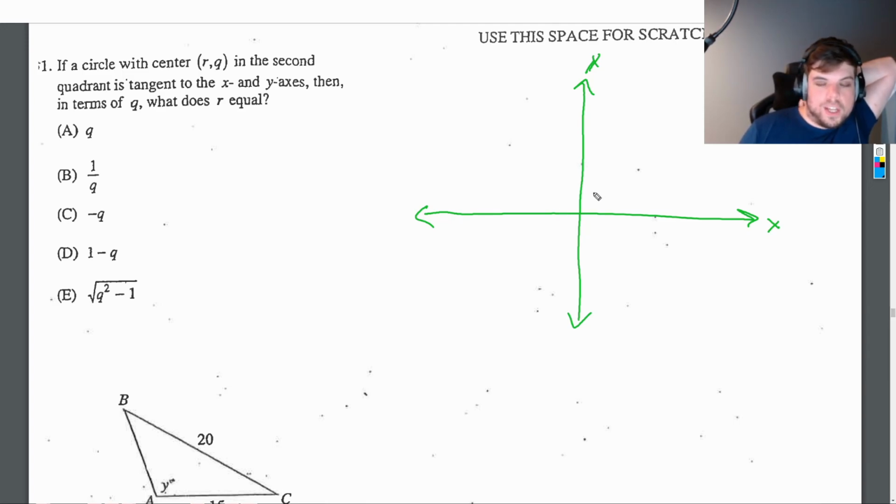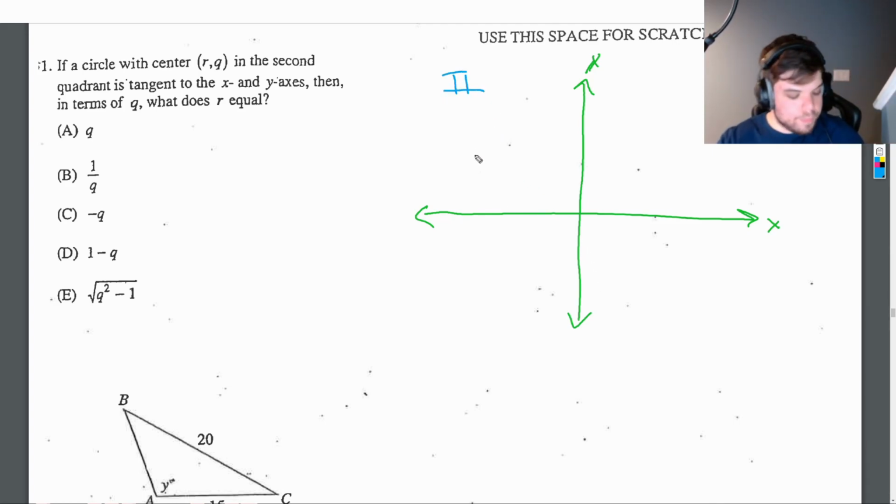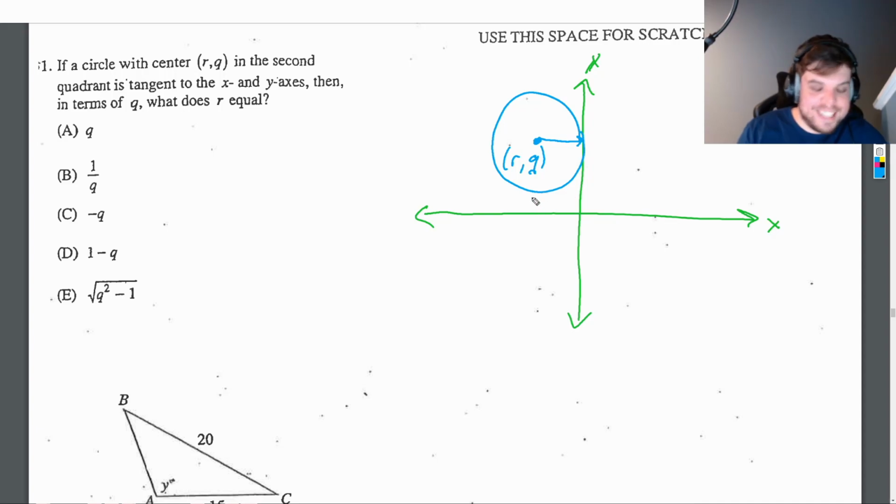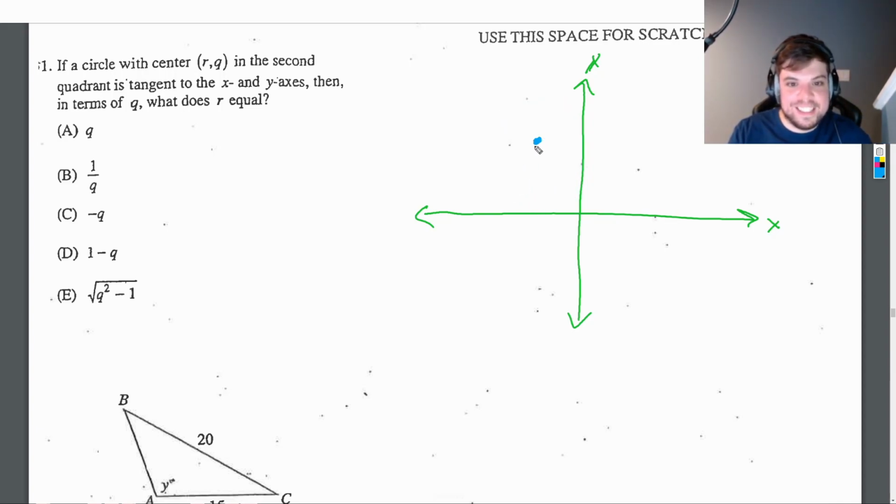The center is in the second quadrant, so the second quadrant is over here. Its center is somewhere like right here. And this is the point (R, Q). The negatives are going to be weird. It is tangent to both the x and y axes. Okay, I didn't take that into account. If it's tangent to one, that means the circle has to have a radius like that, but then it's not tangent to the other.